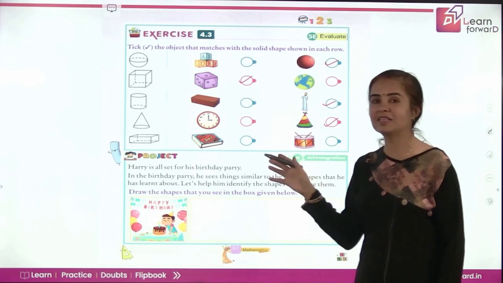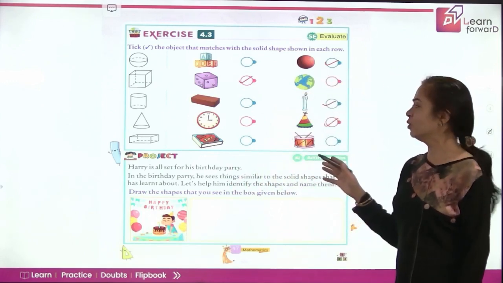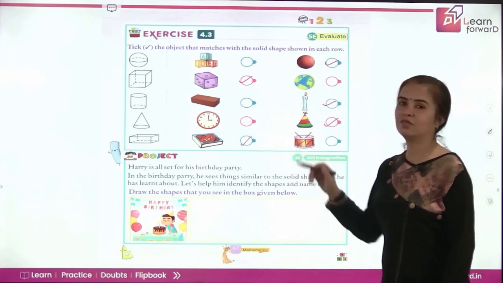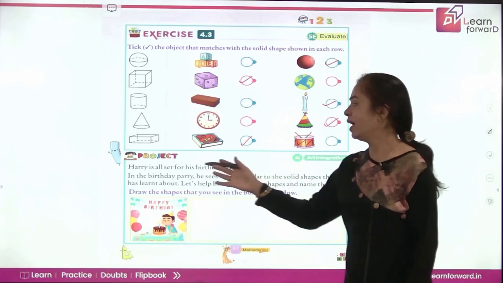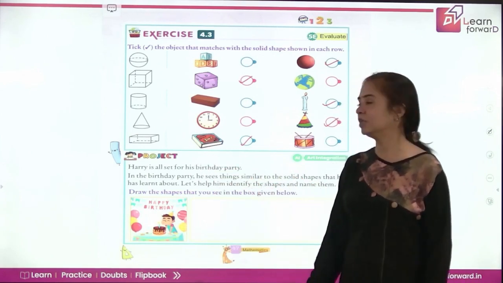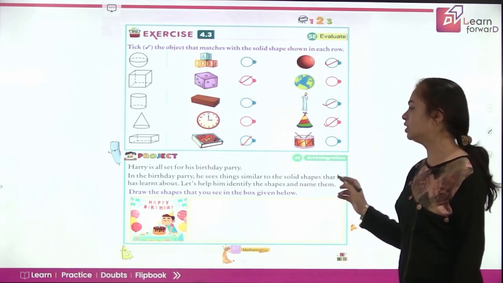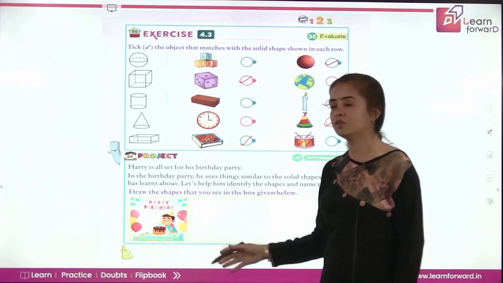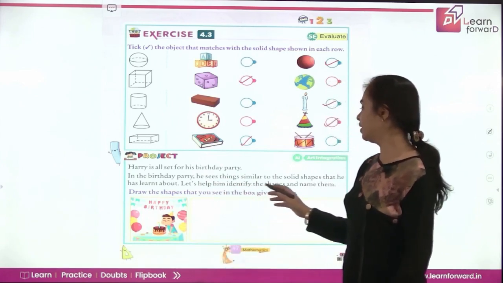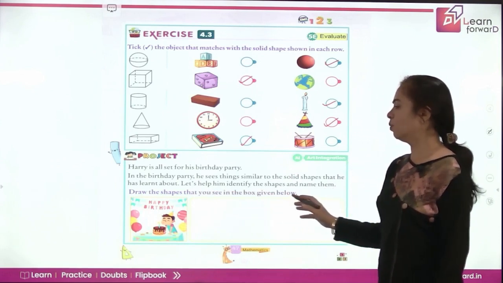What about the last one? That is a cuboid. And which of the shapes looks like a cuboid? Your book, of course. That's perfect. So here you have a project to do. Harry is all set for his birthday party. In the birthday party, he sees things similar to the solid shapes that he has learnt about. All these shapes, he sees few things there. Let's help him identify the shapes and name them. So you can draw the shapes that you see in the box given below.